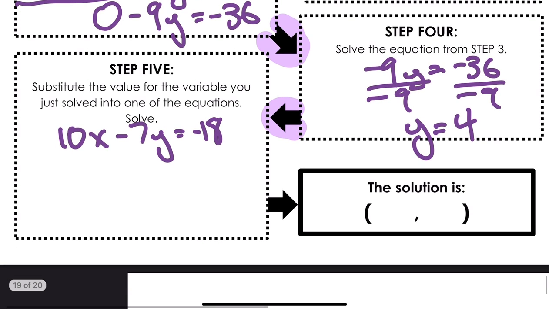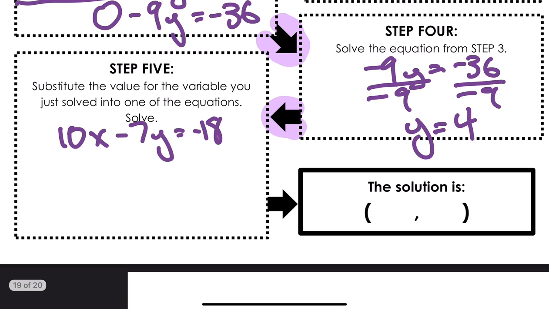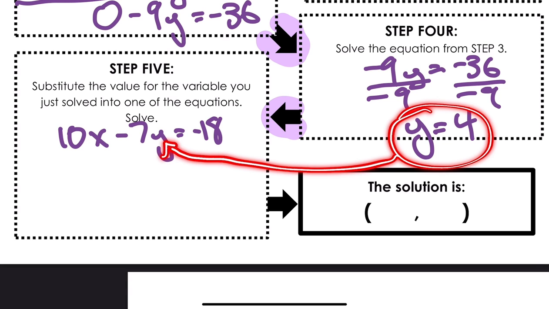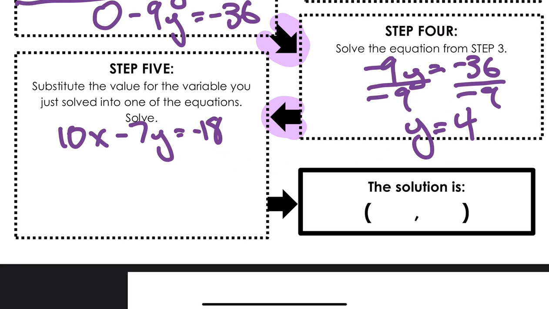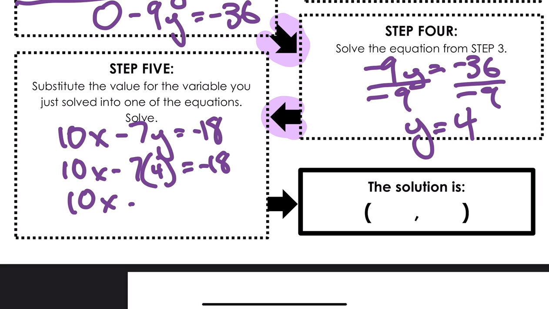And now we know that y is equal to 4, so that's what's going to go in for our y. So we got 10x minus 7. Instead of y, we have 4. And then from there, we're going to solve. So I'm going to do this first. We got negative 7 times 4. That will be a negative 28. And then we just start solving.